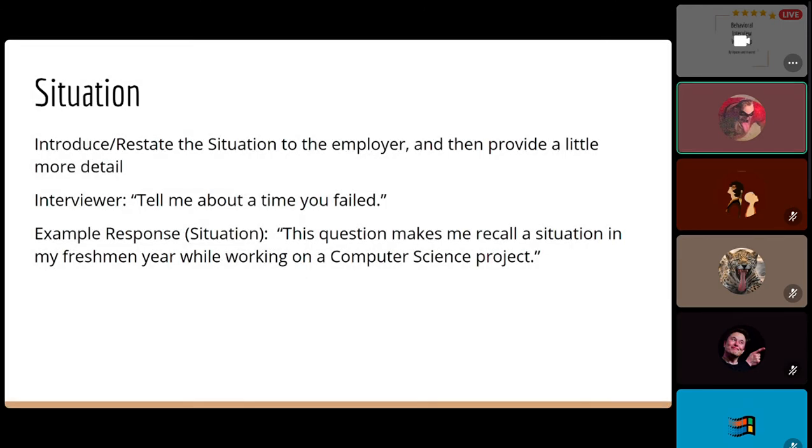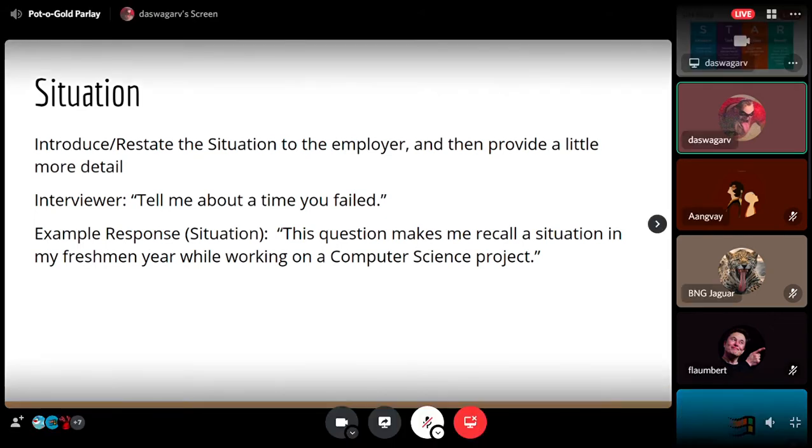So as I mentioned, the first part of the STAR method is the S. And here's where you're going to introduce or restate the situation to the employer. And then you're going to provide a little bit more detail about what's going on. So as we mentioned before, the interviewer asked, tell me about a time you failed.